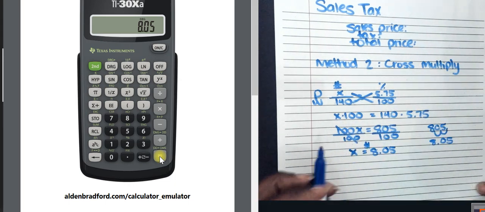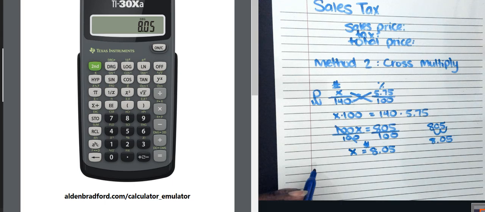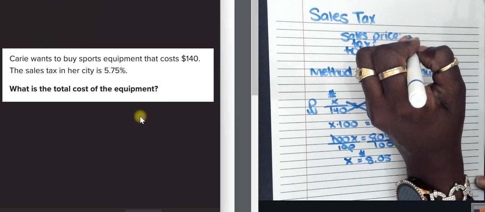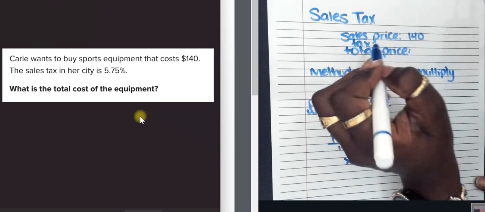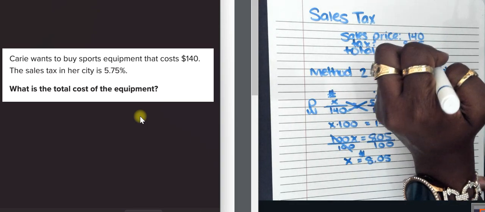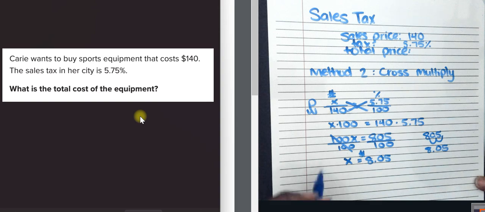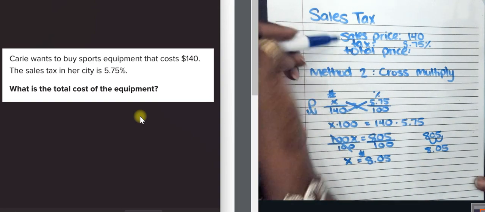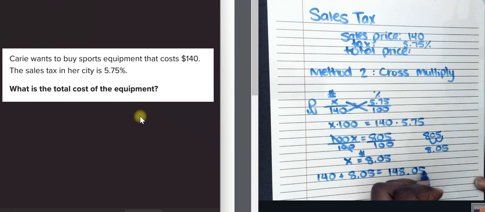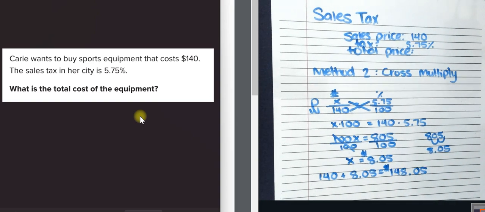Okay. So to find out how much you need to pay in all, you need to go back and see what it said. $140. Oh, we didn't even write our information here, which I wouldn't have had to go back if I did that. So the sales price was 140. The tax was 5.75. And then your total price is going to be adding these two up, right? So we have 140 plus $8.05. That was the dollar amount for the tax. So $8.05. That means that we are paying $148.05 for us to buy the sports equipment.